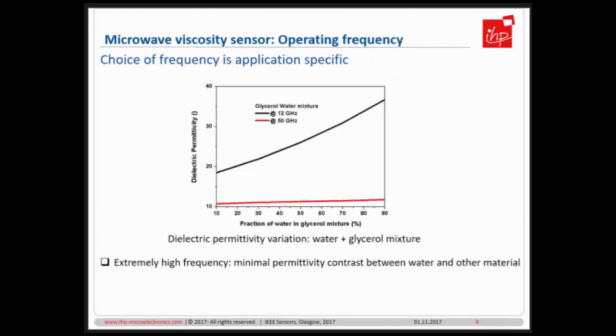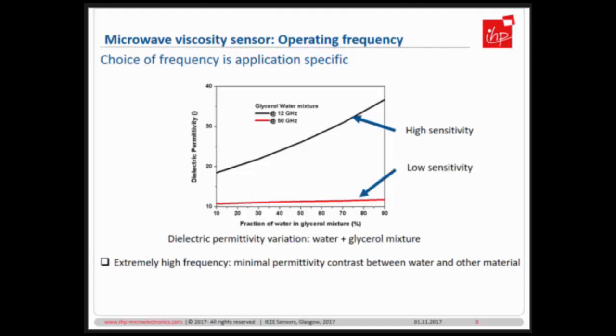Now, look at a test example where we have a binary mixture of glycerol and water. Glycerol is a highly viscous fluid, whereas water is a low viscous fluid. Let's say we are doing the mixing at 12 gigahertz. This has a very strong slope of the permittivity when you change the water fraction in glycerol, because at 12 gigahertz, the permittivity of water is roughly in the range of 45, whereas the permittivity of glycerol is in the range of 8 to 10.